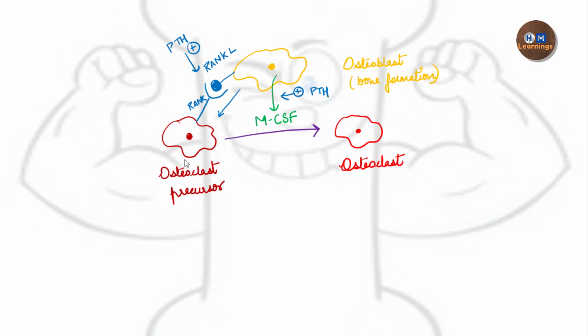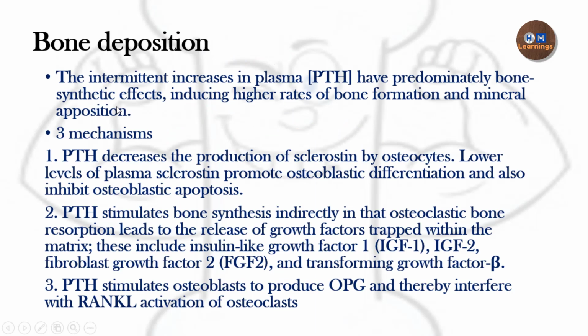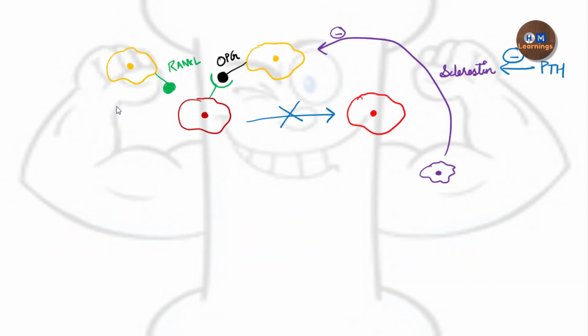Now, how is the parathyroid hormone going to do the action of bone deposition or the bone synthetic effect? There are three mechanisms which explain this. We will look into this diagram to understand these mechanisms. So again, this is basically an osteoblast, this is an osteoclast precursor, and this is an osteoclast.